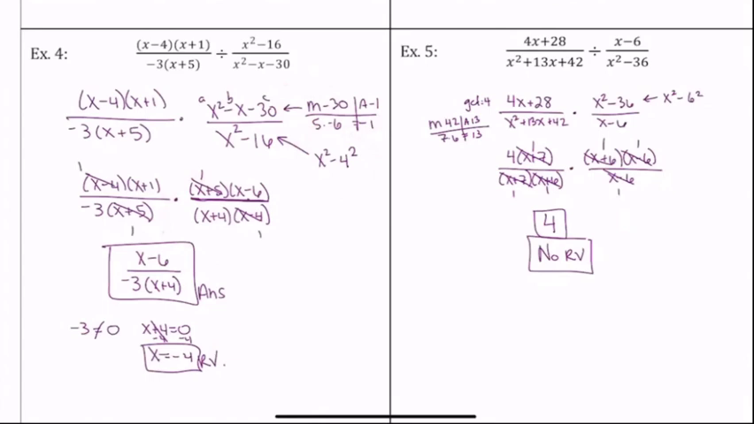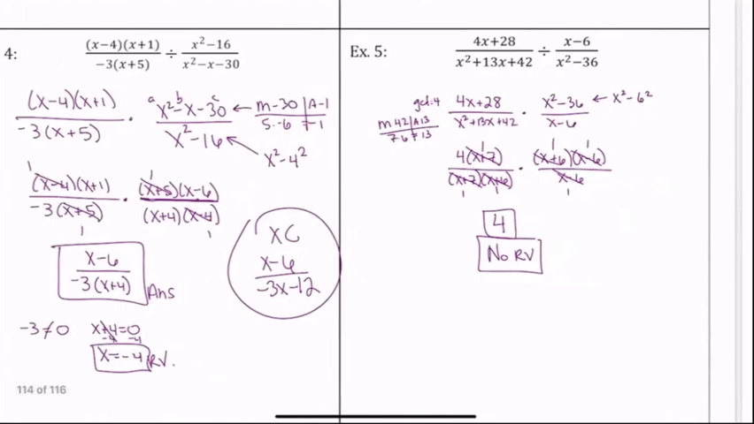From there, I simplified what I could. We had x plus 5s that crossed out and x minus 4s. And that left me with x minus 6 over -3 times x plus 4. And then I set the denominator equal to 0 to find what my restricted value was. There's only one. It was at x equals -4. And just realized I didn't put down the extra credit part. So if you were to remultiply, you would end up with x minus 6 over -3x minus 12 on the bottom there.